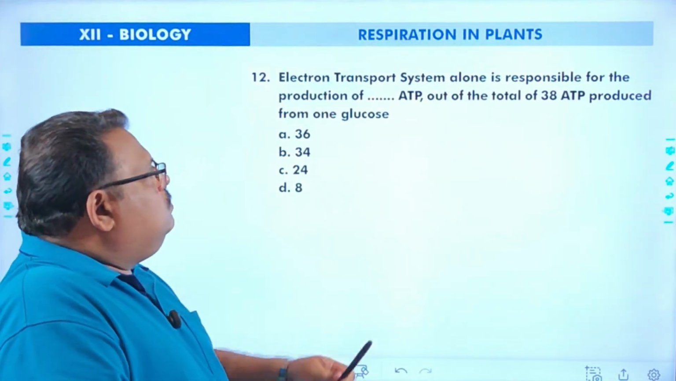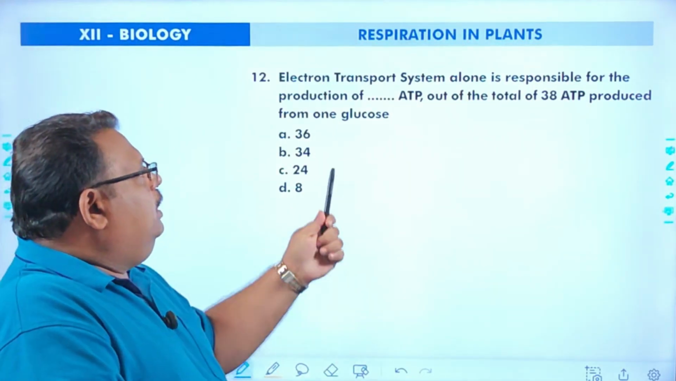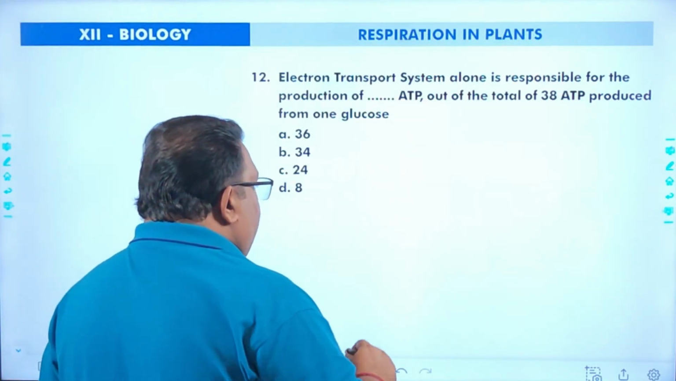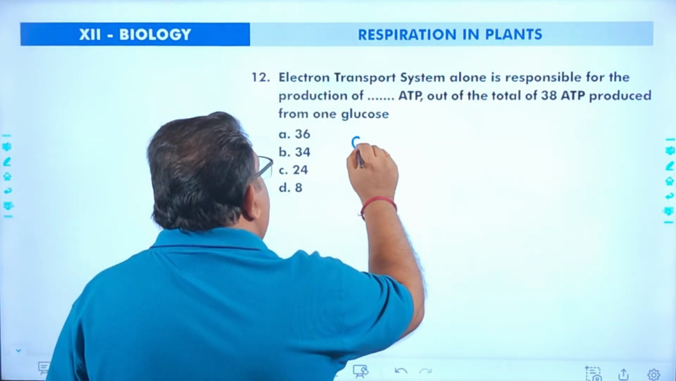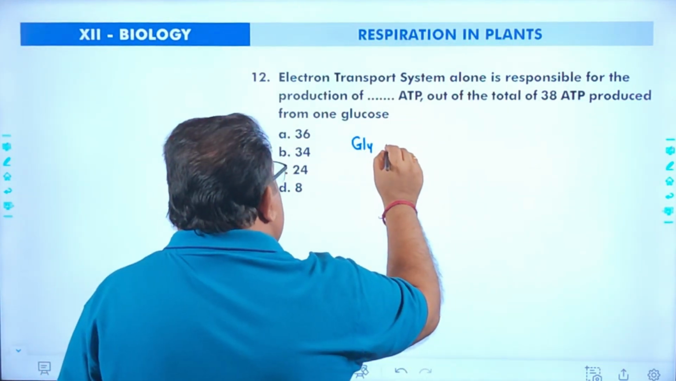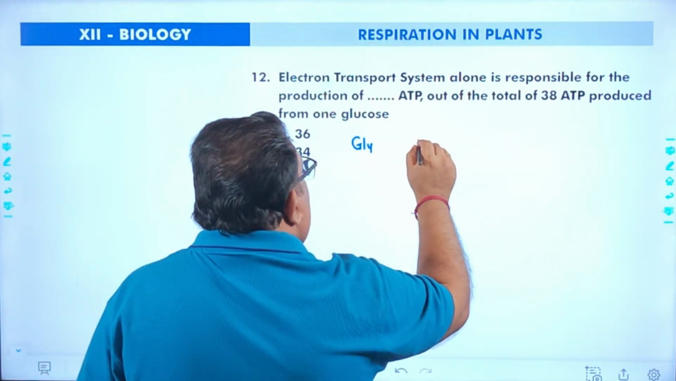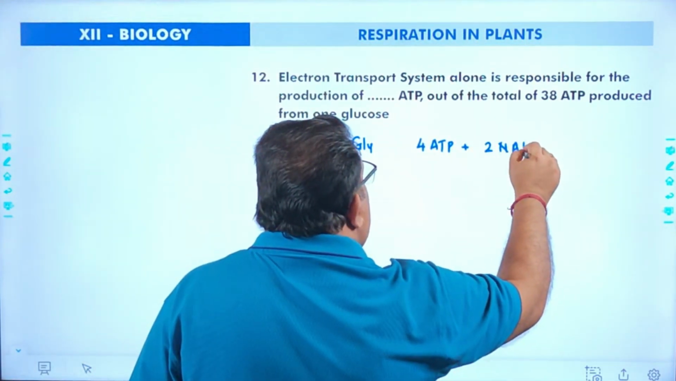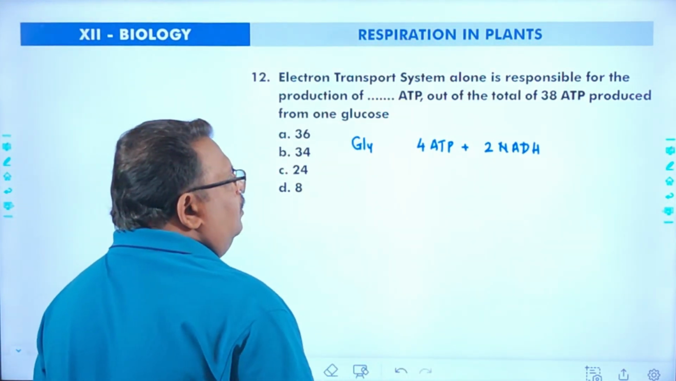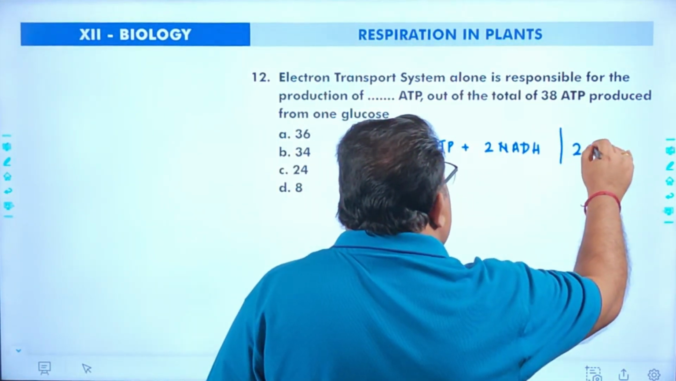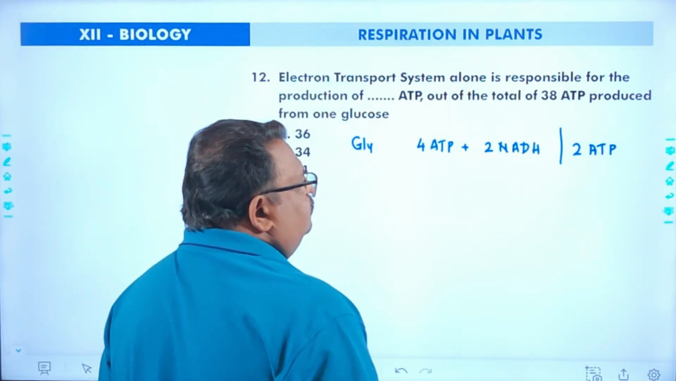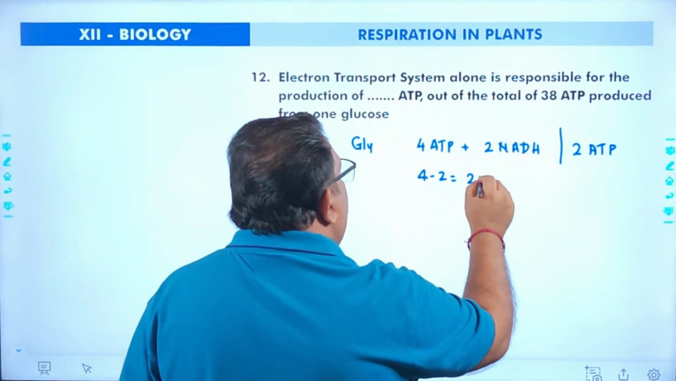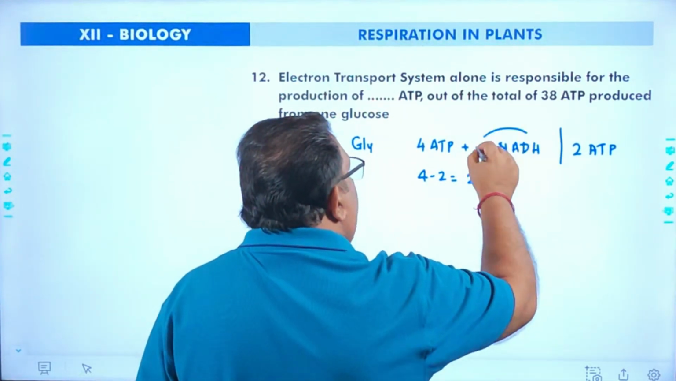Next question. Electron transport system alone is responsible for the production of dash ATP out of the total 38 ATP produced from one glucose. So there are 3 reactions. One is called glycolysis. In glycolysis, 4 ATP plus 2 NADH are produced. And 2 ATP is consumed also. So the net ATP production is 4 minus 2 equals 2 ATP plus 2 NADH.